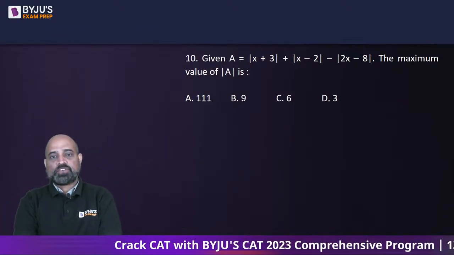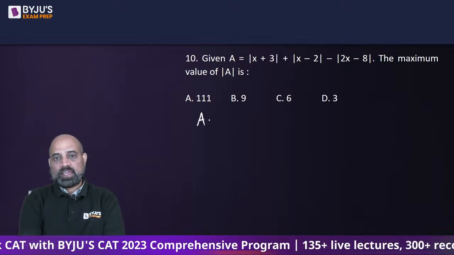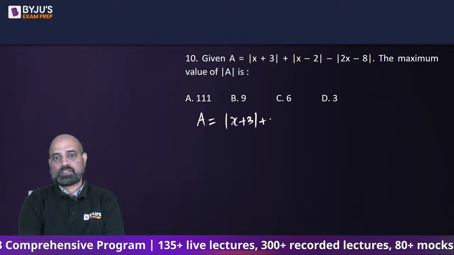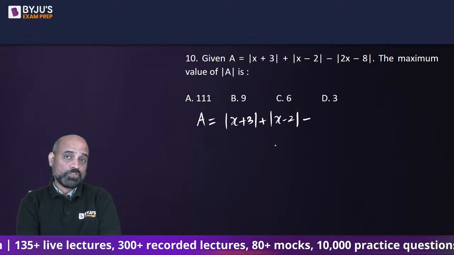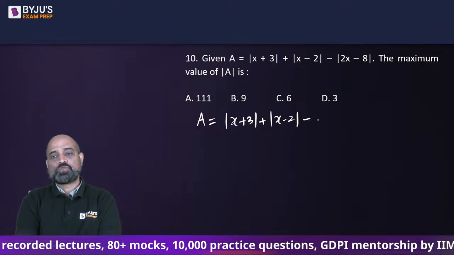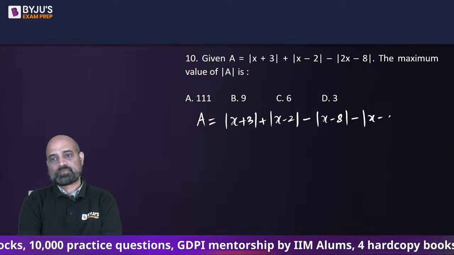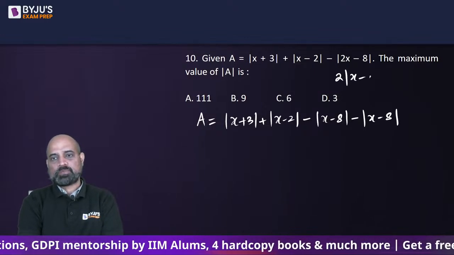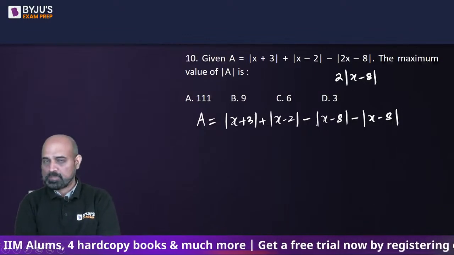Okay, next we need to find the minimum value of A. So A is given as mod of x plus 3 plus mod of x minus 2 minus, see the coefficients of x are 1 and 1 in the first two. So we need 1 ahead as well. So what we will do is write this like this. You write it as 2 times of x minus 8, which is 1 times mod of x minus 8 and another 1 times mod of x minus 8.